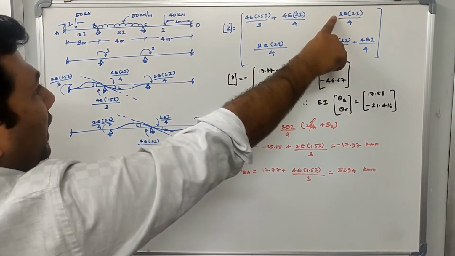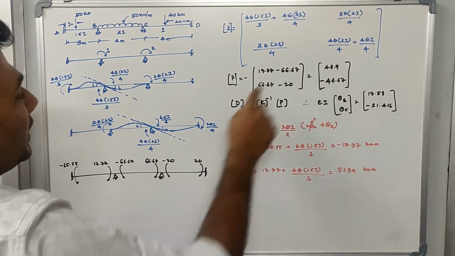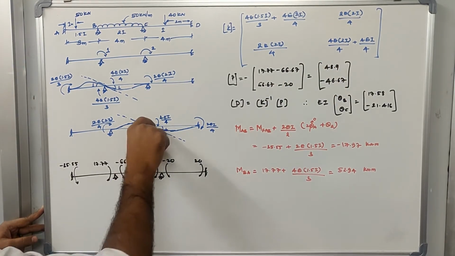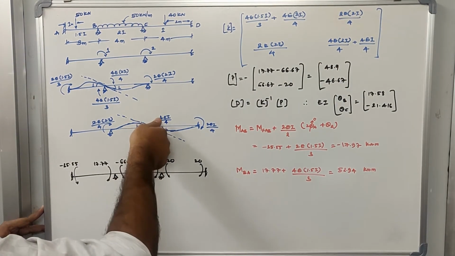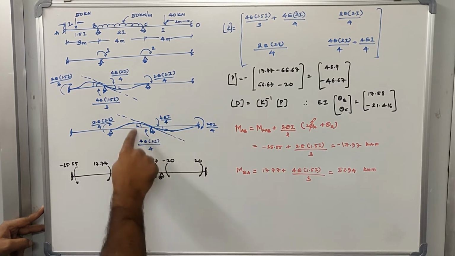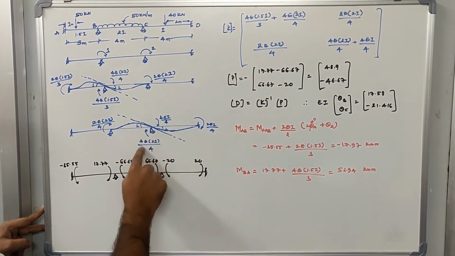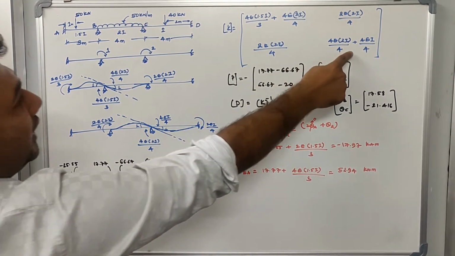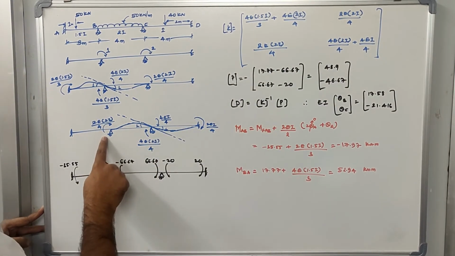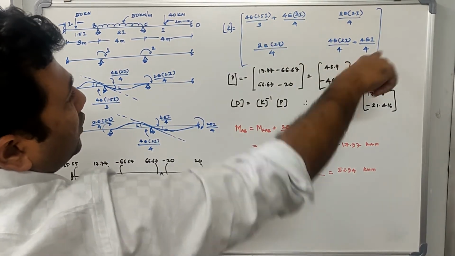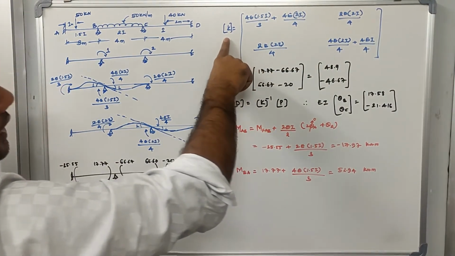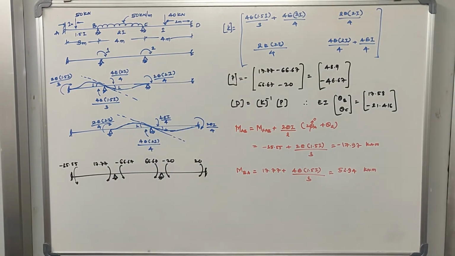Similarly, let us go for K12 and K22. What is K22? K22 is basically when you apply the unit rotation at the second coordinate and find out how much moment is created because of that. So we need to add these two to calculate K22. Now K12 will be this value. Once you solve this, you will get to know your K. So first we calculate the stiffness matrix.